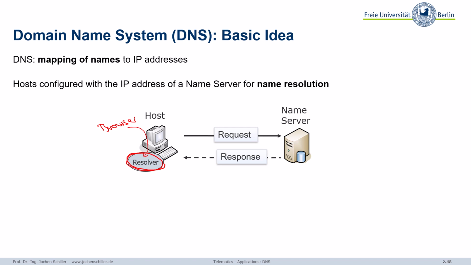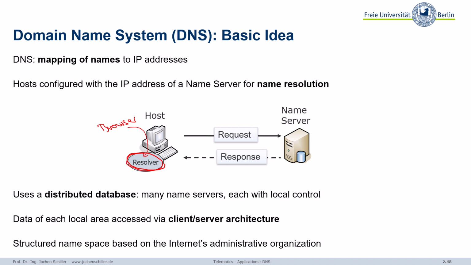Okay, the key idea is you send a request, you get a response from the name server. We learned that this is a distributed database. We have many name servers. We'll see how this works. Each name server has a local control. We access all this using a client-server architecture. So the client sends the request to the server, the server processes it and sends a response. That's the idea.